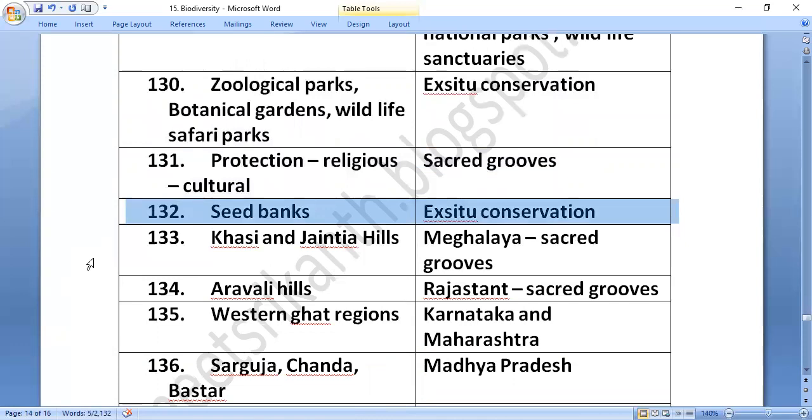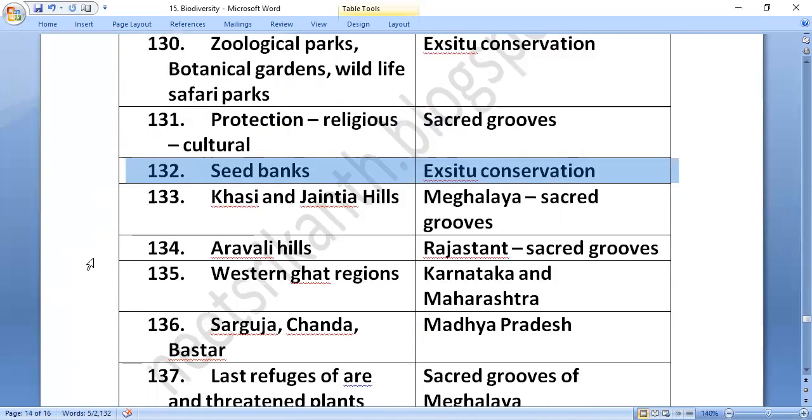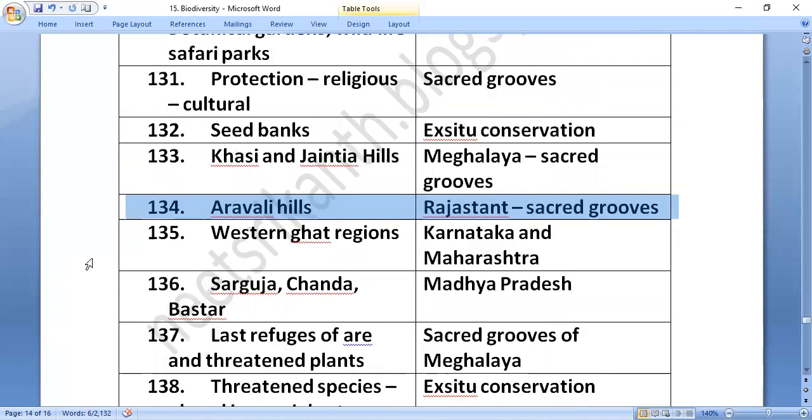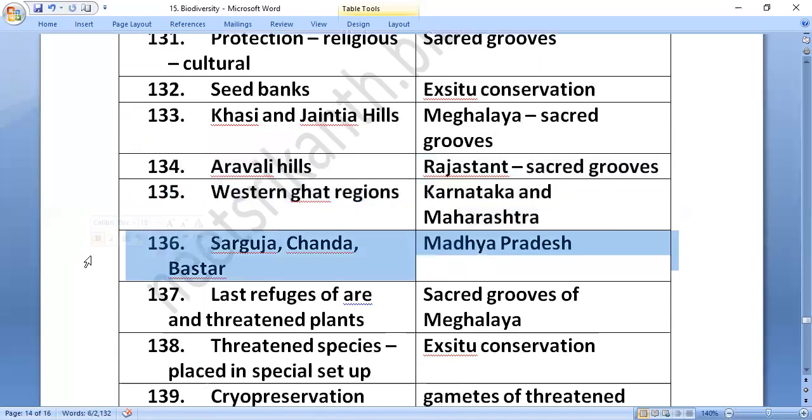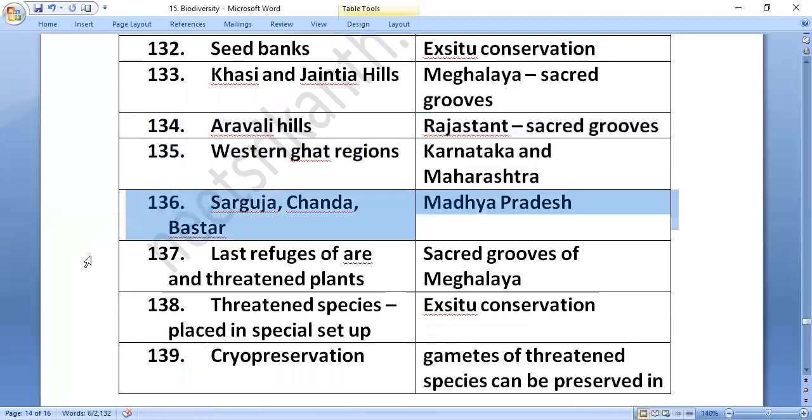Sacred groves as in situ conservation are found in the Khasi and Jaintia Hills of Meghalaya, the Aravali Hills of Rajasthan, the Western Ghat regions of Karnataka and Maharashtra, and Sarguja, Chanda and Bastar of Madhya Pradesh.